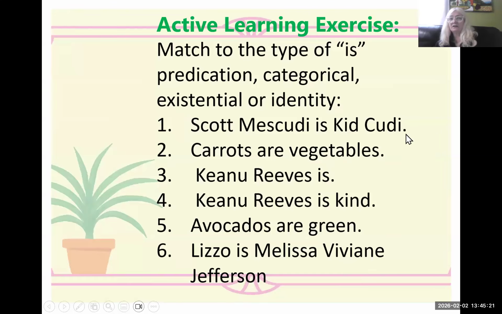So match the type of is of predication, categorical, existential, or identity to the following sentences. Scott Miss Cuddy is Kid Cuddy. Carrots are vegetables. Keanu Reeves is kind. Avocados are green. Lizzo is Melissa Vivian Jefferson.